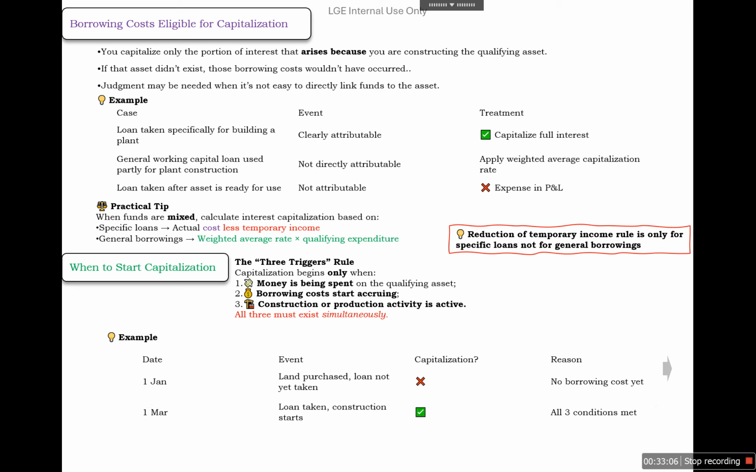On 1st March, we have taken the loan and construction started. So all three conditions have been met. Because construction has started, it means that money is being spent on the qualifying asset. Expenditure is being done. Borrowing cost has already started because we have taken the loan. And construction or production activity is active. Next is on 1st June, loan interest charges were continued. So in this case also we will continue the calculation. So let's take a few examples on it.